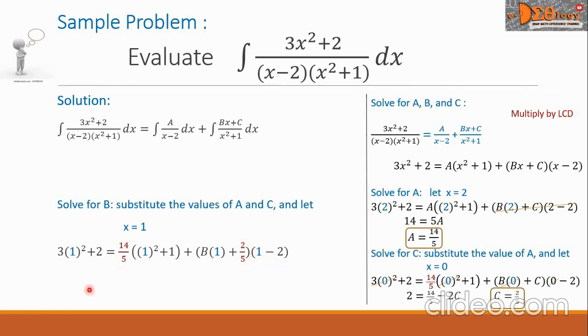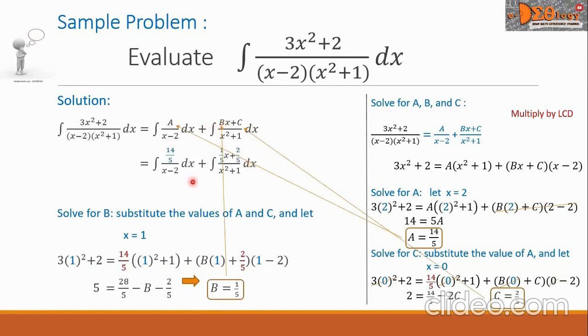Simplifying further, the left side becomes 5 equals this group here, which will become 28 over 5 minus b minus 2 over 5. Simplifying this equation, we can get the value of b, and that is 1 over 5. Now the values of a, b, and c are complete. We are now ready to substitute the values of a, b, and c in the integrals. This is now the resulting integrals.